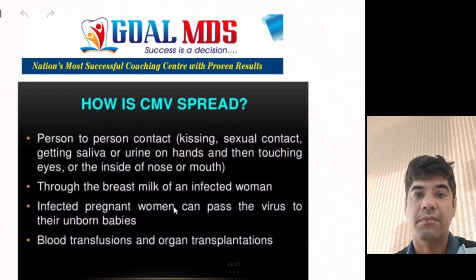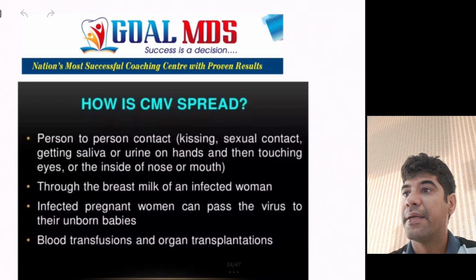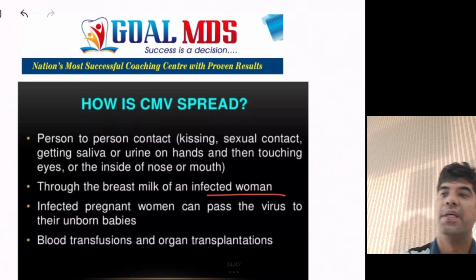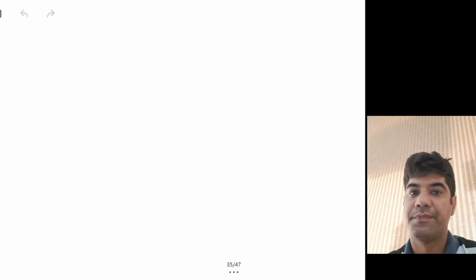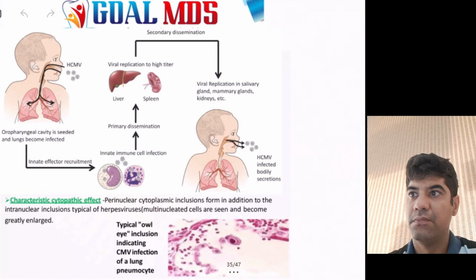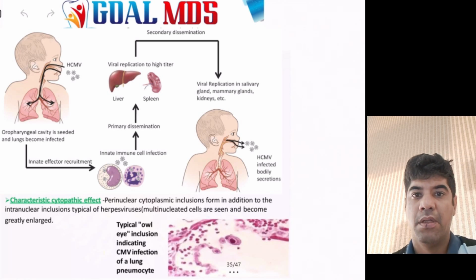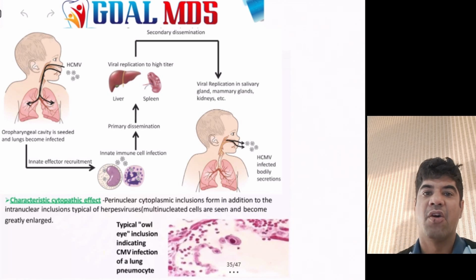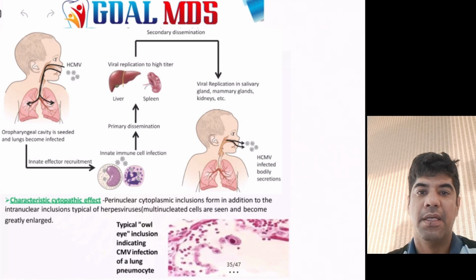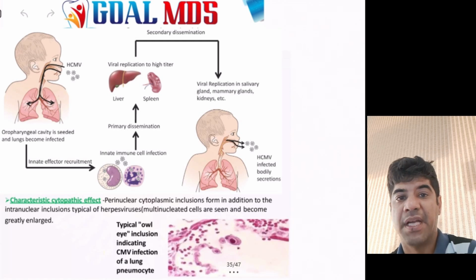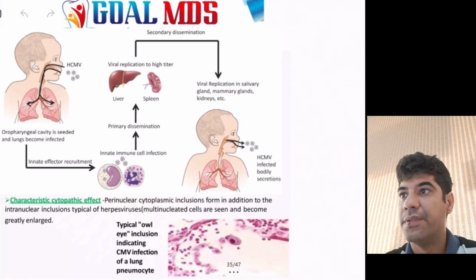Third, it can be transmitted through the breast milk of an infected woman. Infected women can pass the virus to their unborn babies. Cytomegalovirus infections are often asymptomatic, but symptomatic cases occur in immunosuppressed adults and those with AIDS.